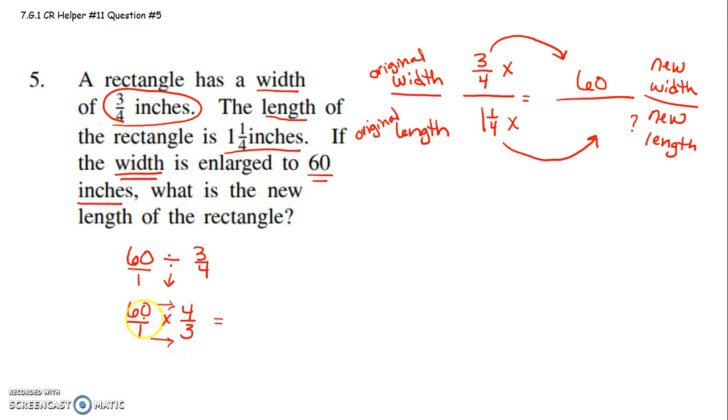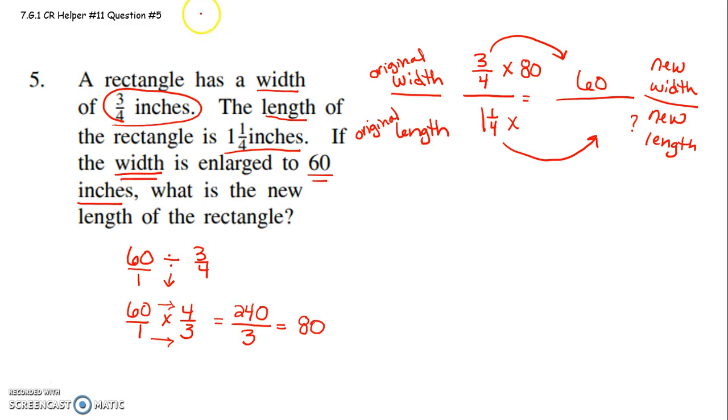I could divide 3 goes into 3 once, 3 goes into 60 20 times. But I'll multiply straight across the top, straight across the bottom. 60 times 4, well, 6 times 4 is 24. So 60 times 4 is 240. 1 times 3 is 3. So that's 240 divided by 3. What's 240 divided by 3? Well, 24 divided by 3 is 8. So 240 divided by 3 is 80. That means we're going to multiply 3/4 by 80 to get 60. 60 is 3/4 of 80.